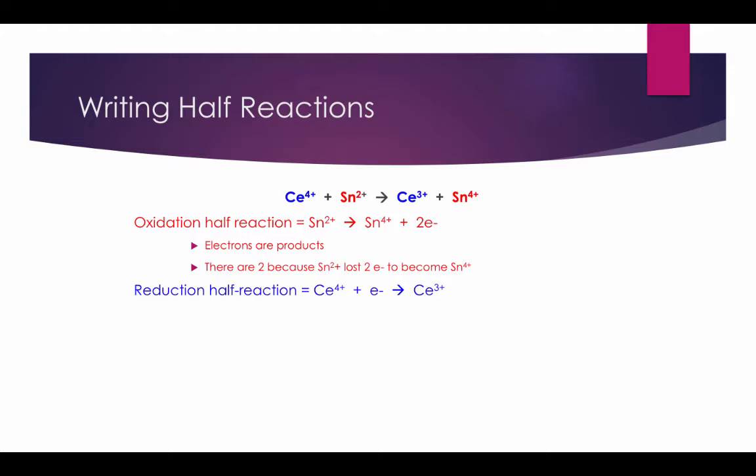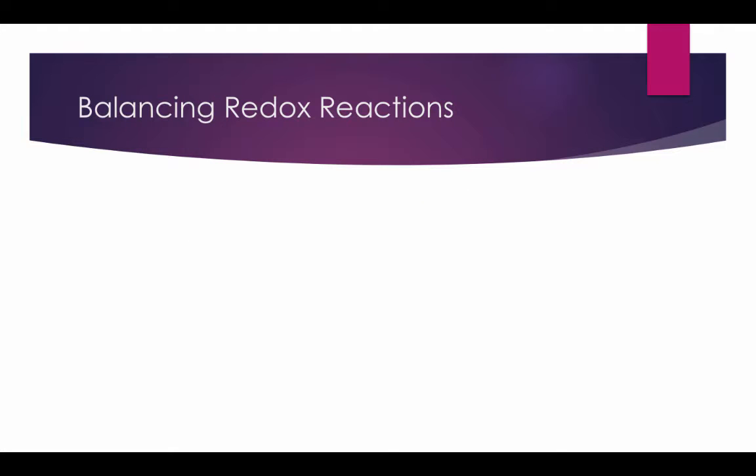The reduction half reaction reads as follows. Here, the electrons are reactants since they're being gained. There's only one because, as we see, cesium goes from a positive 4 charge to a positive 3 charge. Therefore, only 1 electron was gained. You may notice here that this equation is unbalanced in that we've lost more electrons than we've gained. So we need to be able to balance redox reactions.